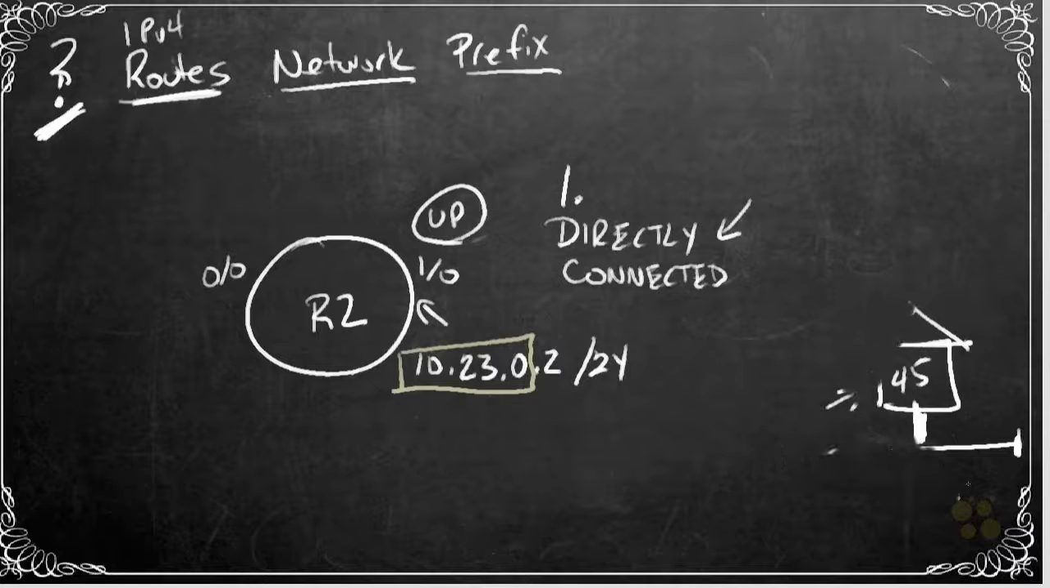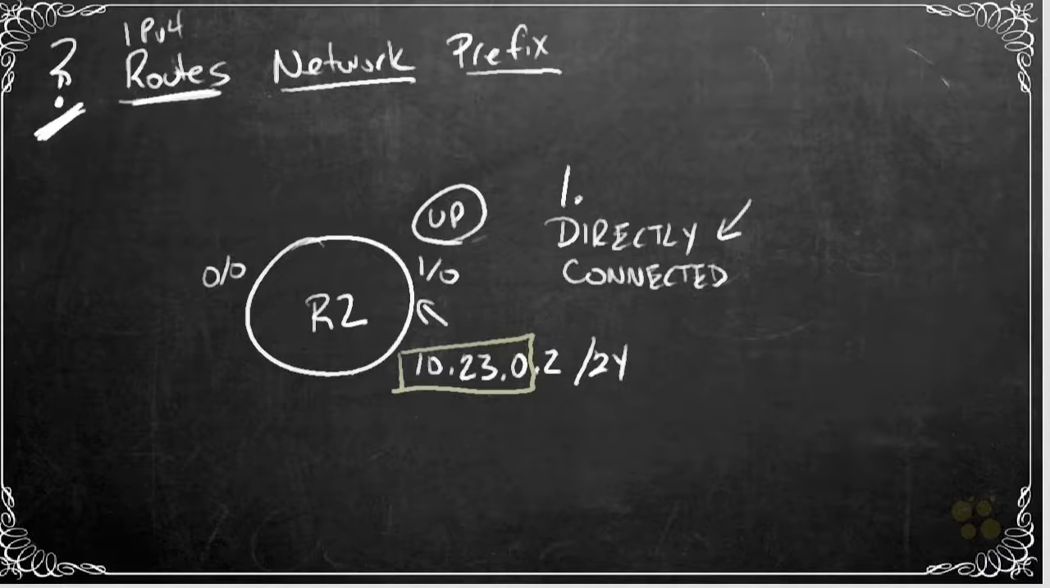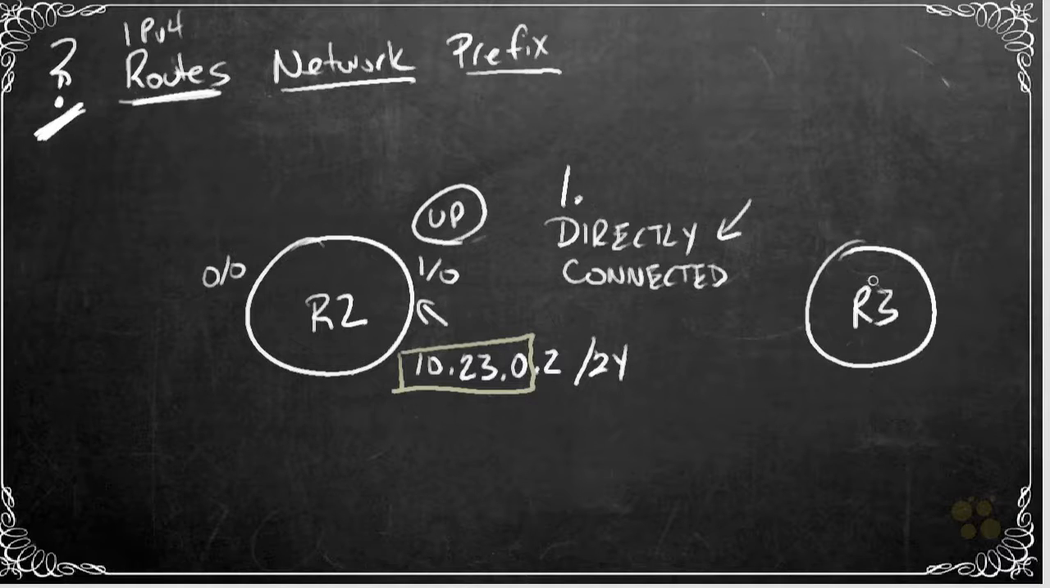And also, we're done with this house, so I'm going to remove that as well. Fabulous. So let's add another router. We'll add router 3. And router 3 has an interface that is directly connected also to the 10.23 network. Now, the only reason it believes that is because we brought that interface up and we configured an IP address of 10.23.0.3, for example, on that interface.